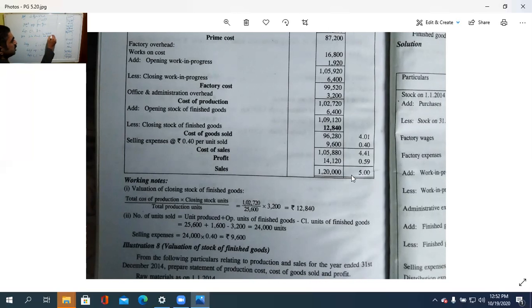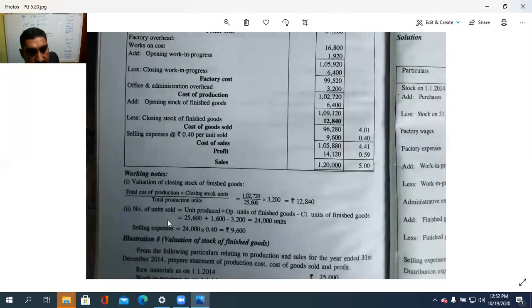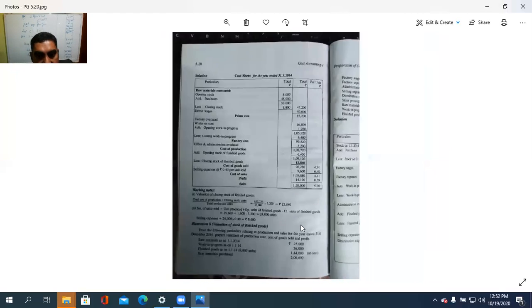0.40 per unit sold. What is the number of units sold? Selling expenses are given in the question. Number of units sold is equal to units produced plus opening units of finished goods minus closing units of finished goods. So that is 24,000. How? 25,600 plus 1,600 is the opening units of finished goods, minus closing stock of finished goods, which is 3,200, already given in the question.